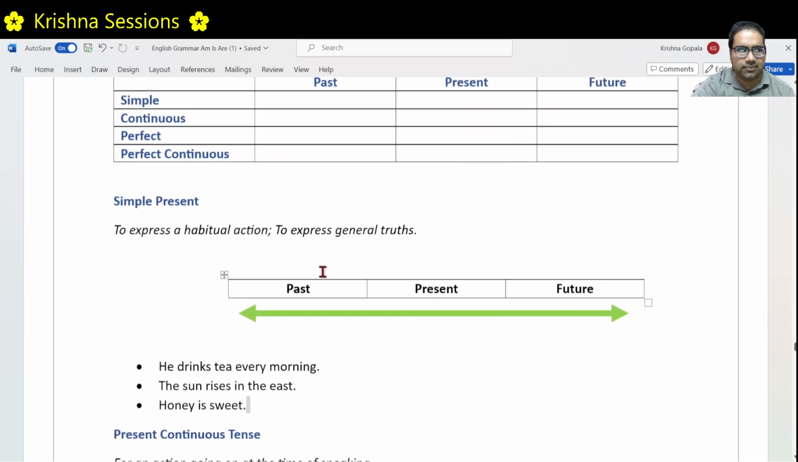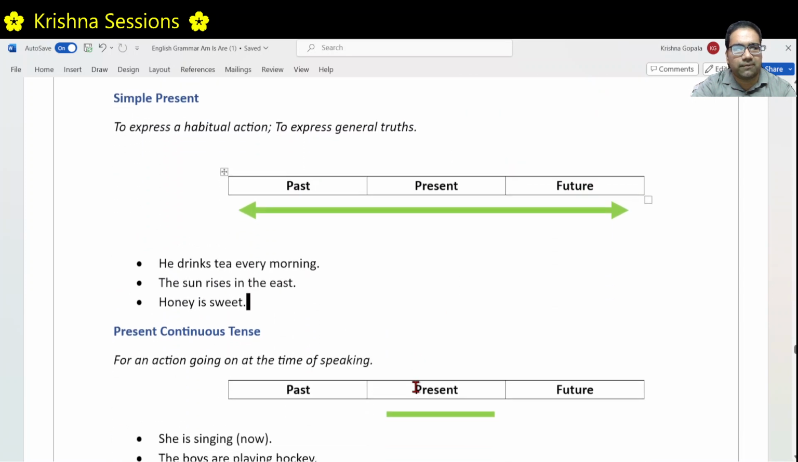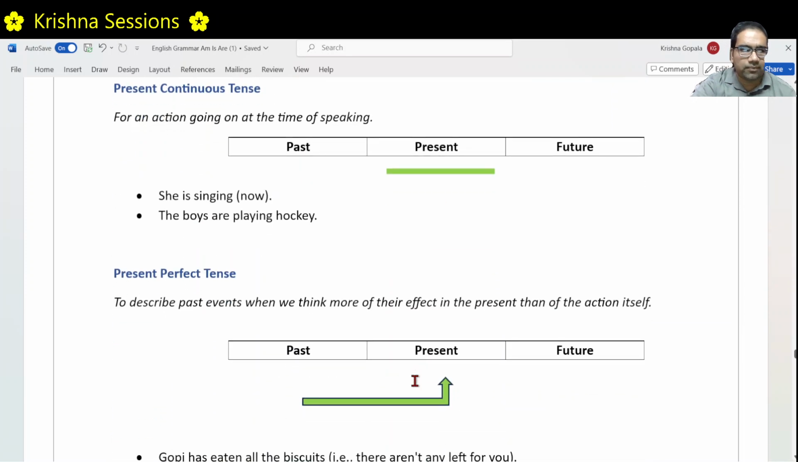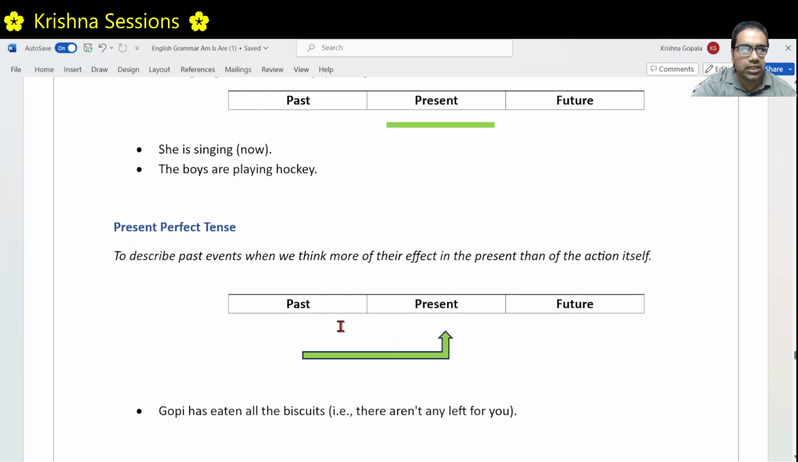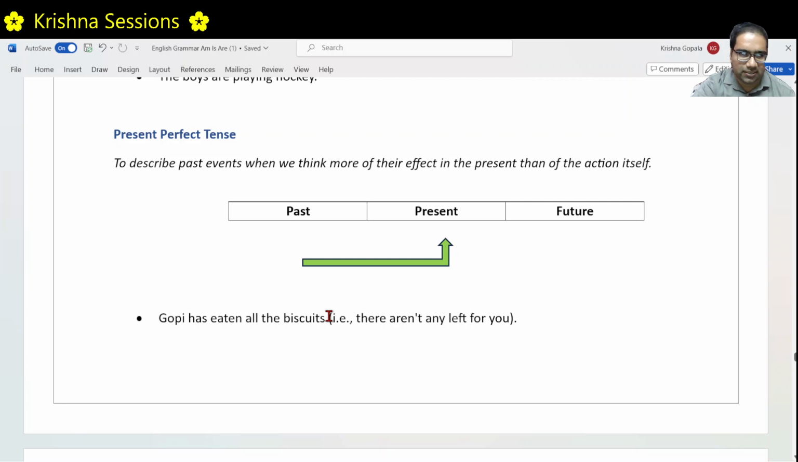That is present continuous. Next, present perfect, the third one. The present perfect is where an event has happened, but the result we are feeling now. See, the event has happened, but the result is there now. The effect of the event is there now, rather than the event. Gopi has eaten all the biscuits. That means you're telling the statement using present perfect, has eaten all the biscuits.